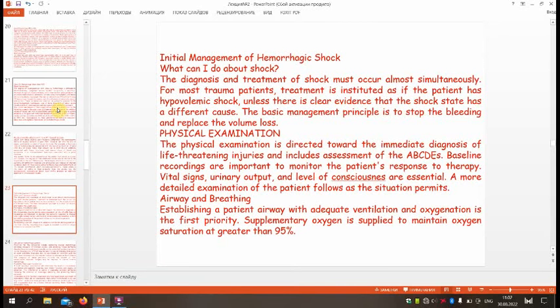Airway and breathing. Establishing a patent airway with adequate ventilation and oxygenation is the first priority. Supplementary oxygen is supplied to maintain oxygen saturation at greater than 95%.